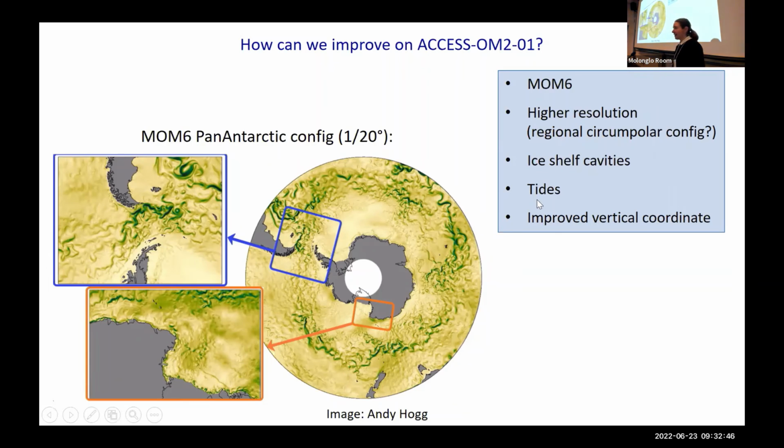Also tides. Tides are thought to be important for sloshing water back and forth across the continental shelf, which after mixing can leave heat on the shelf. At the moment we have no tides. We'd also like to move towards an improved vertical coordinate. At the moment we basically have flat layers in the ocean model, and that results in spurious mixing, too much mixing, particularly as those dense waters overflow the continental shelf. Cool, I think that's all I have.